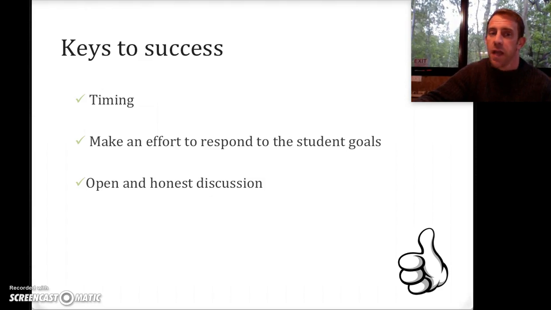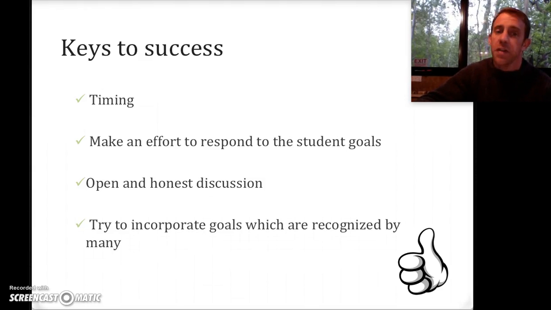So let's, for instance, say that a student's learning goals do not correspond at all to the instructional goals. Then there's a very good chance that that student is probably on the wrong course. So you need to facilitate that as best you can, and either give them options within your particular course, or suggest maybe an alternative. You need to try and incorporate goals which are recognized by many. So if you've got a reoccurring goal, then chances are that needs to be part of the syllabus. You also need to understand what is negotiable with your own instructional goals. What can you adapt or change, if anything at all?